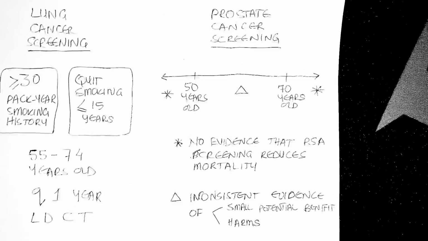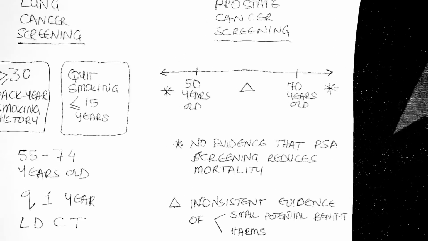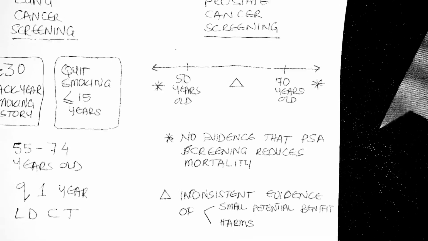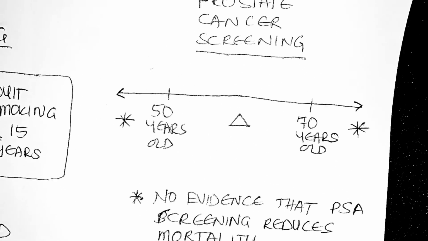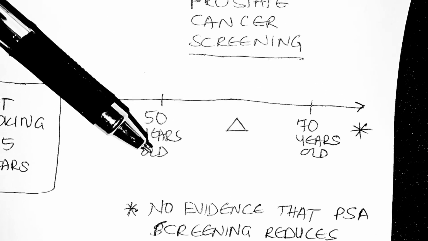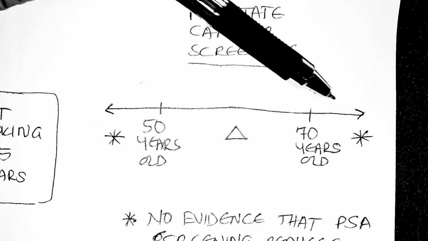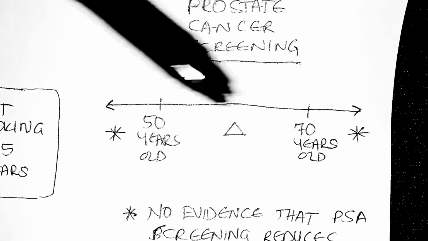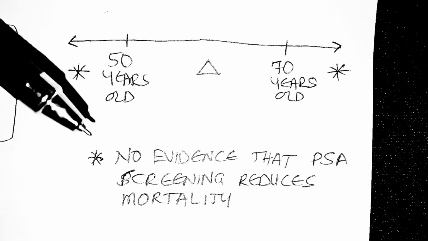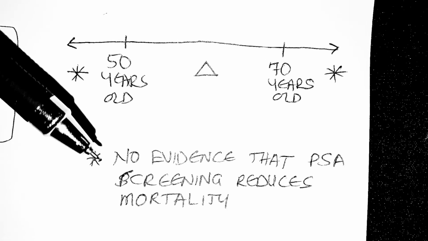Moving on to the prostate cancer screening using PSA, so prostate specific antigen. In this timeline you can see the age, so 50 years old and then 70 years old. In these two groups, the patients who are older than 70 and patients who are younger than 50, there is no evidence that PSA screening reduces mortality.